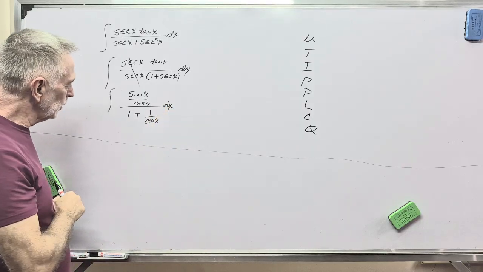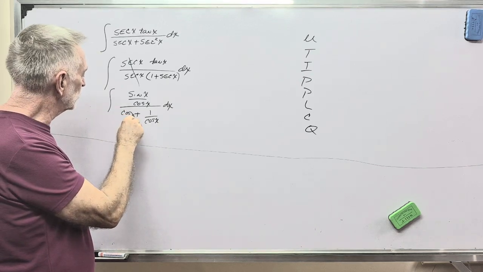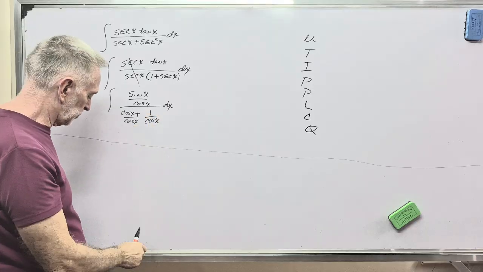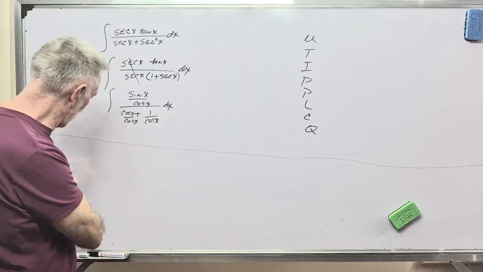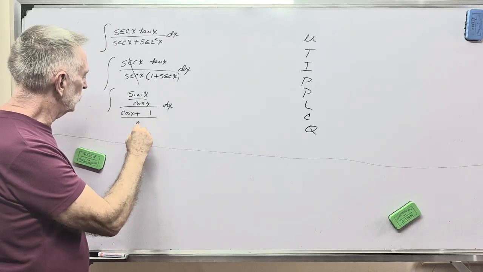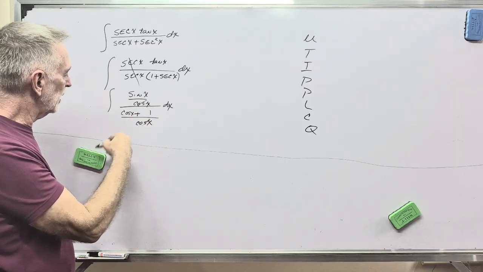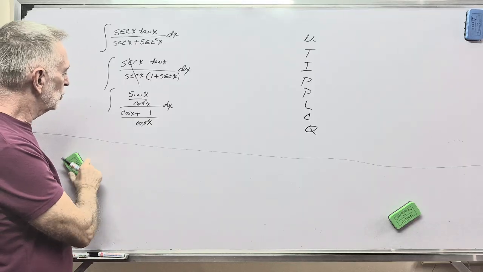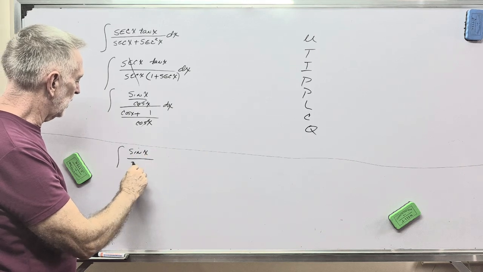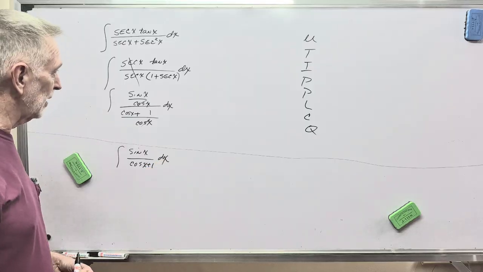If I'm getting a common denominator, I can change the 1 to cosine x over cosine x. So now I have cosine x plus 1 all over cosine x. Hey, we can reduce again. This cosine x and that cosine x divide out. So I'm left with the integral of sine x over cosine x plus 1 dx. Man, we got this thing whipped now.